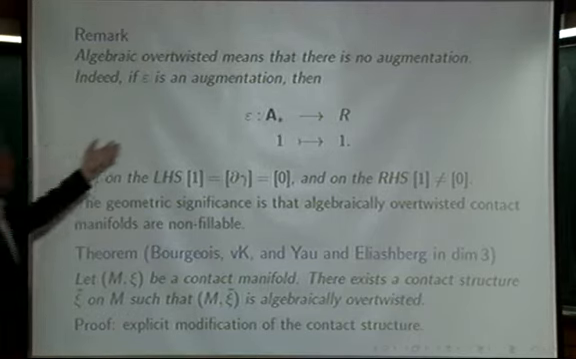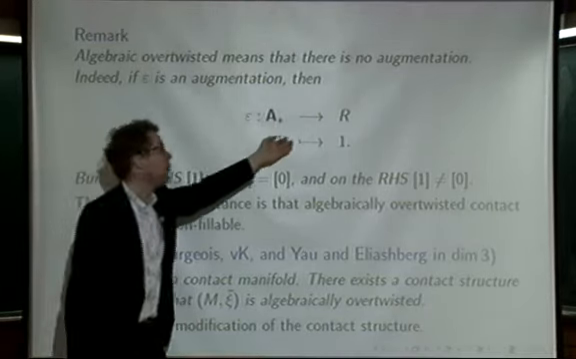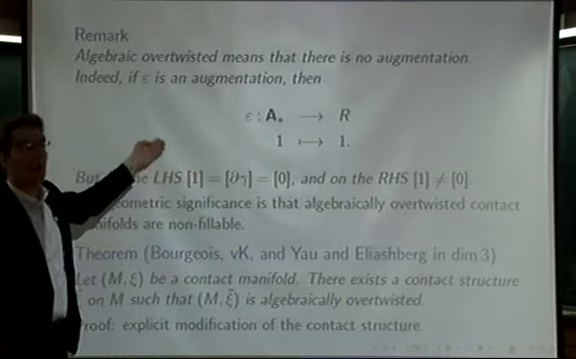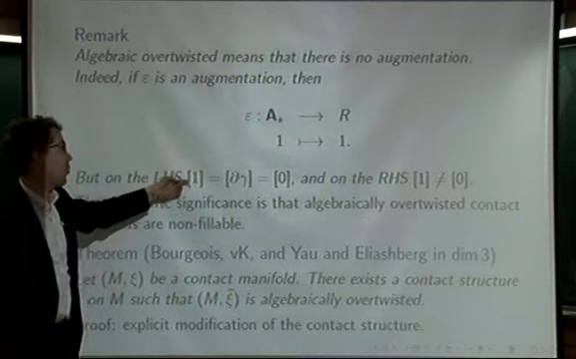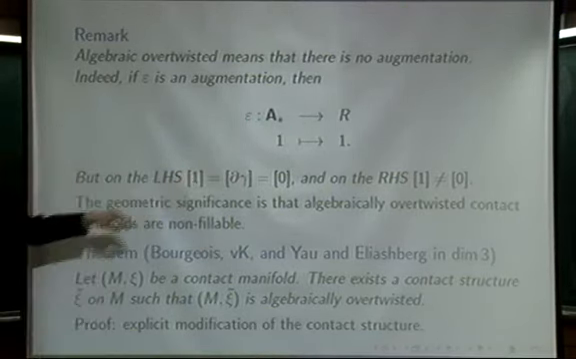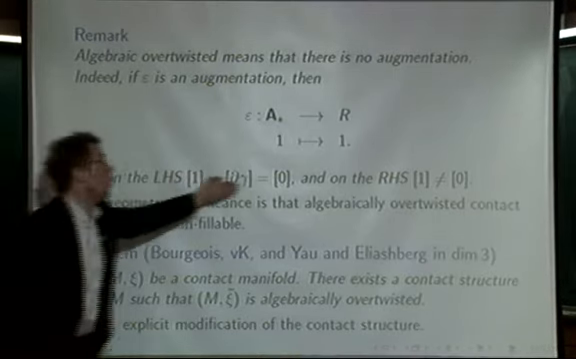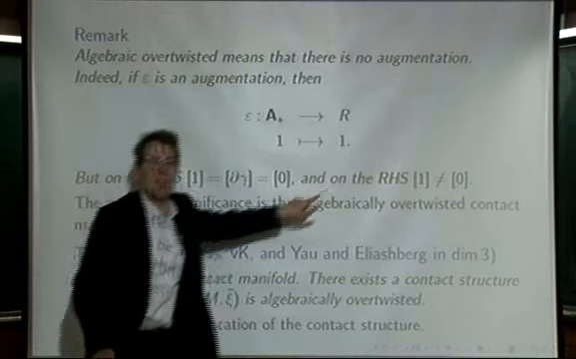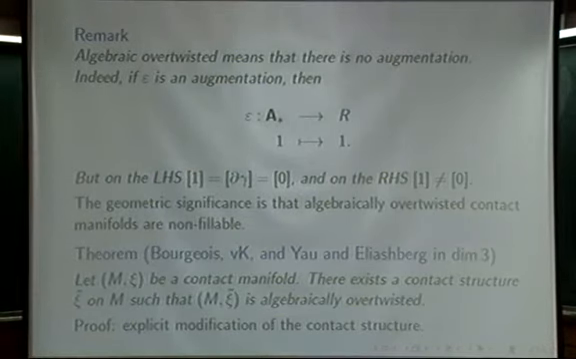Because if there is such an augmentation, then on chain level it sends 1 to 1. On the other hand, if the homology is 0, then 1 is exact. So 1 is the boundary, D of some combination of Reeb orbits. So in the homology it's 0, but 1 is not 0 on the right hand side. So then you get nonsense. Okay, so that's the idea.